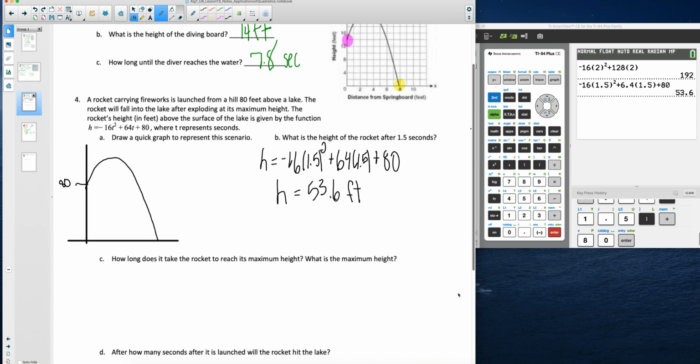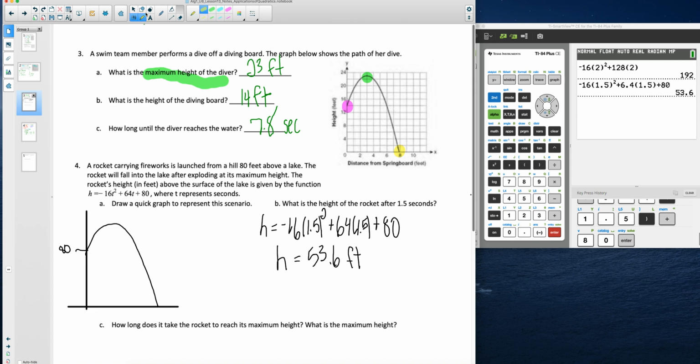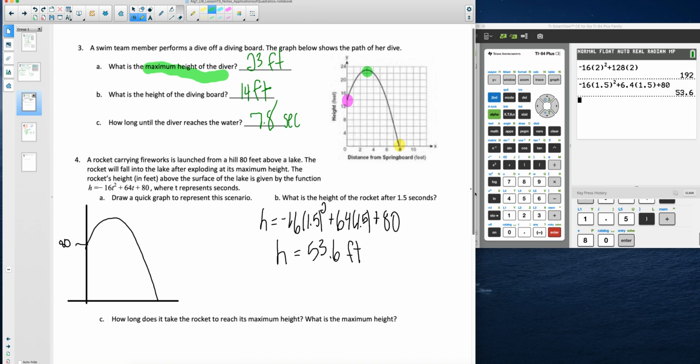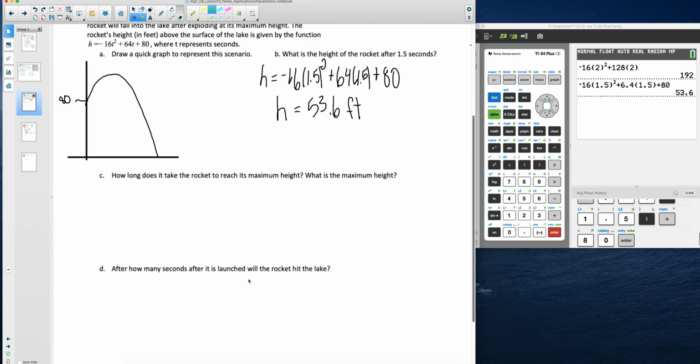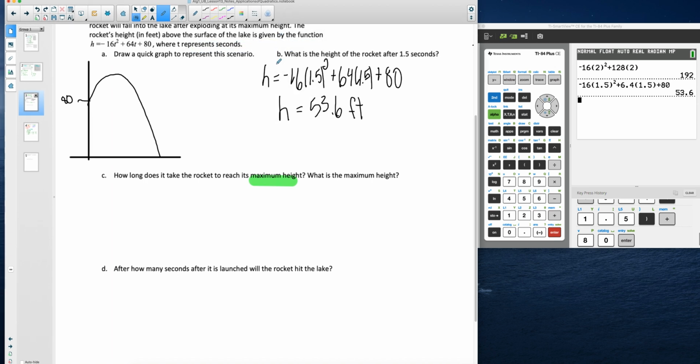Now it says, how long does it take the rocket to reach its maximum height, and what is the maximum height? Once again, I'm trying to highlight some keywords for you here. Maximum height. And anytime we see the phrase maximum or minimum, what did we say that would be? That is the vertex. So we want to find our vertex using this equation.